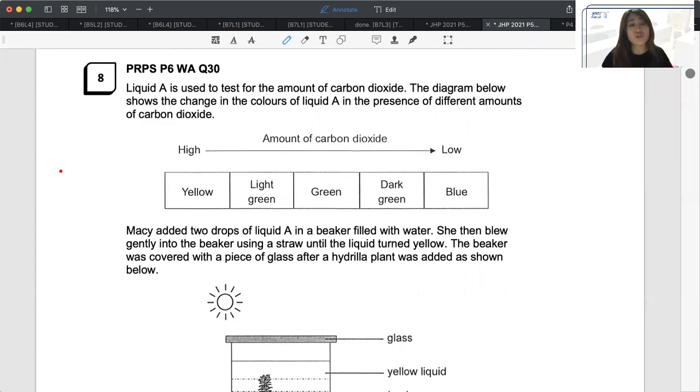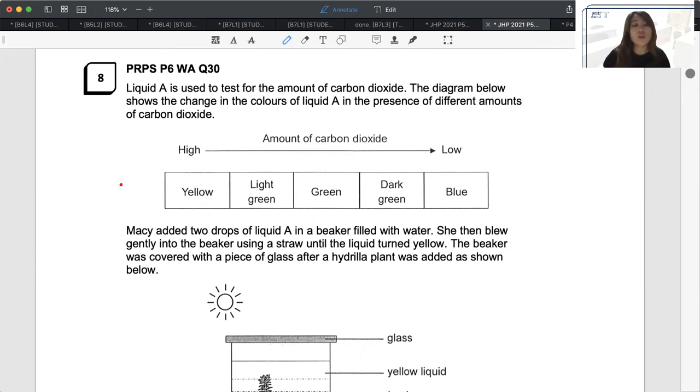The diagram below shows the change in the colors of liquid A in the presence of different amounts of carbon dioxide. So you can see here that this liquid A, according to the amount of carbon dioxide, will change color. We know yellow has a lot of carbon dioxide. It detects a lot of carbon dioxide. Later on, you will see that it's in this beaker of water. And of course, it will turn blue if it detects very little carbon dioxide inside the water. So this is the whole color trend.